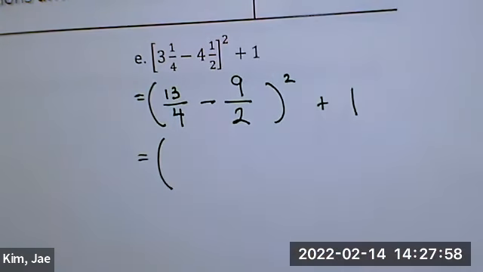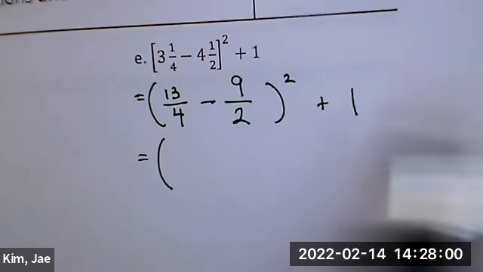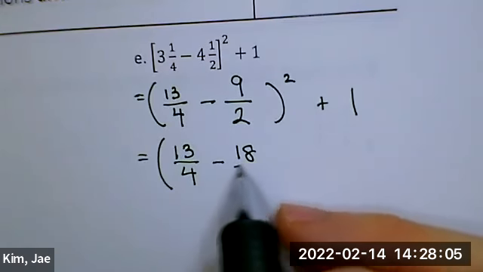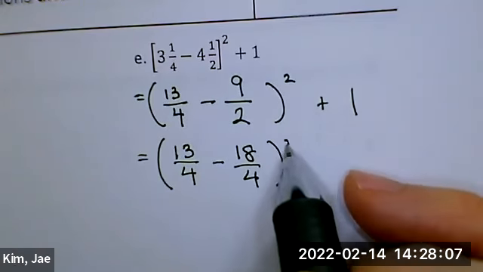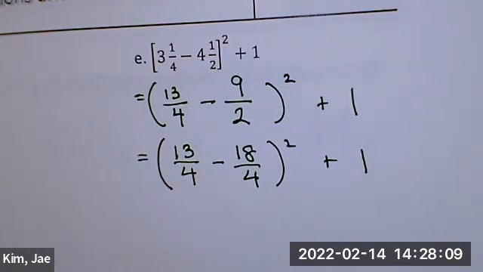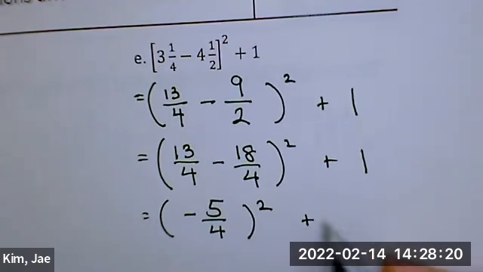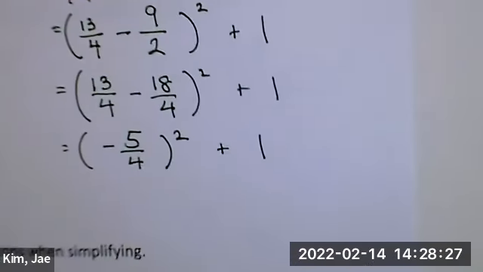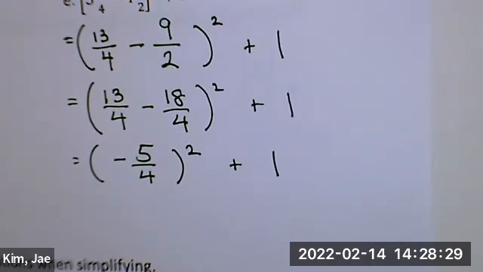Now I will make the denominators equal. 13 over 4, 18 over 4. Now I will subtract. Okay, I figured out everything I need to for that bracket.